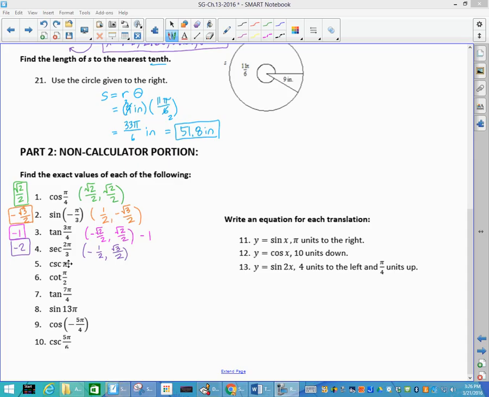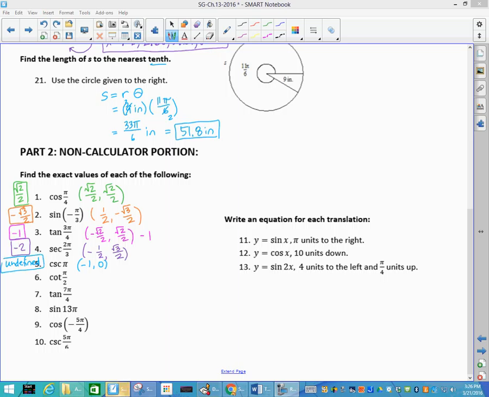All right, cosecant of pi. Pi is on the left side of your circle, has coordinates of negative 1, 0. Cosecant is 1 over the sine, and 1 over 0 is undefined. So my answer here will be undefined.